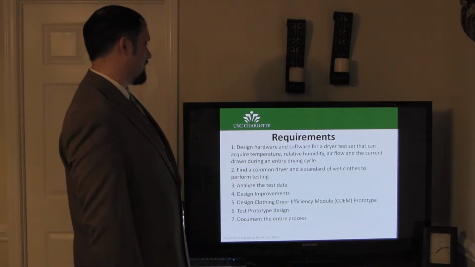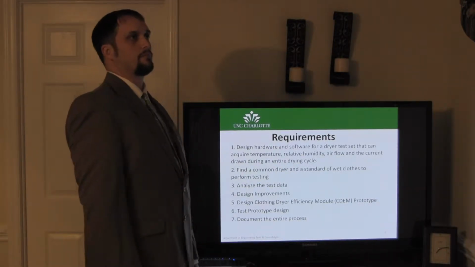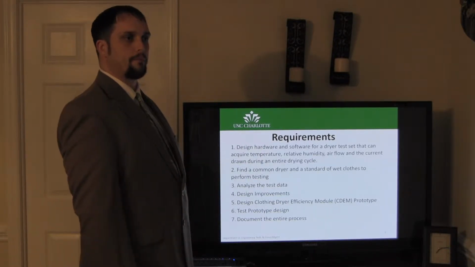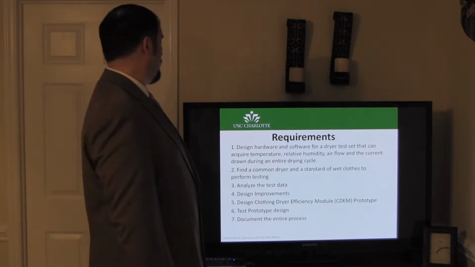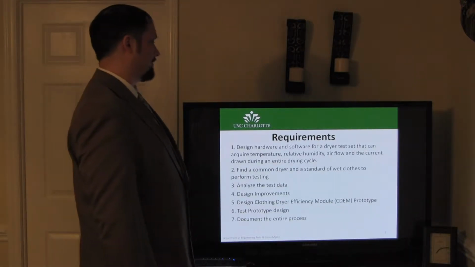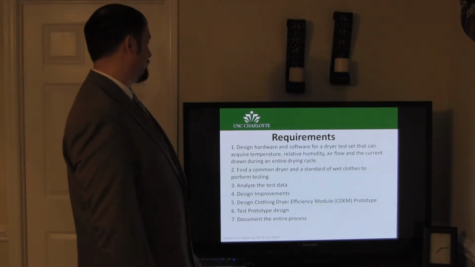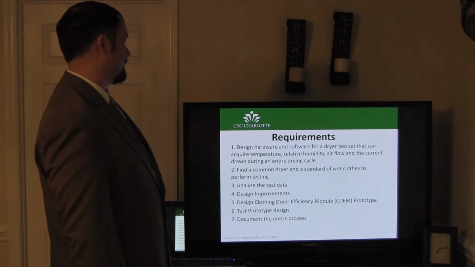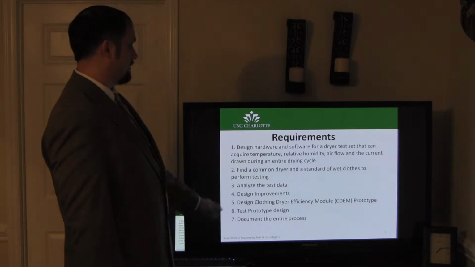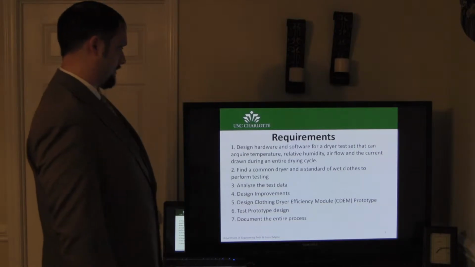The fourth requirement is to design improvements. That is to figure out what exactly we need to do better to make the system be able to indicate when the clothes are dry. The fifth thing is to design a clothing dryer efficiency module, CDEM, well, I like to call it. It's a prototype right now. And the sixth thing is to test the prototype design, and seventh is to document the entire process. To kind of give you a heads up of where we're at, we're on number 6. So we're moving right along.